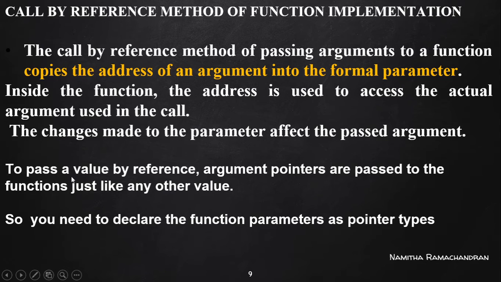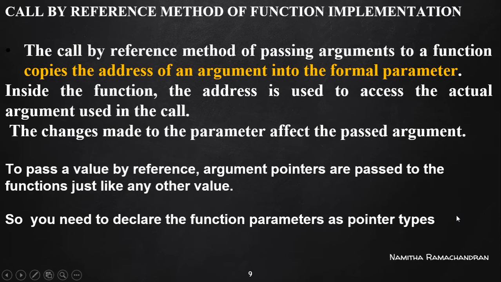To pass a value by reference, the argument pointers are passed to the function just like any other value. Here we need to pass the address, right? So for passing the argument, we need to use pointers. Pointers are variables that point to the address of another variable. So using these pointers, we can pass the address of actual parameters to the function. So you need to declare the function parameters as pointer types here.